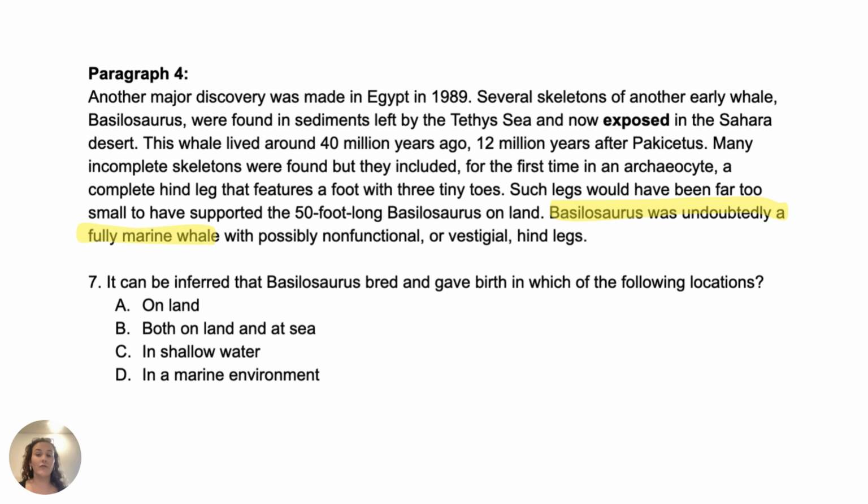Here's where you're going to get the information required for the answer. It says Basilosaurus was undoubtedly a fully marine whale. So, which one did you select? It is D, in a marine environment. Sometimes students choose option C because it mentions the word water, but we don't know if it's necessarily shallow water. And marine means in the water, so D is the better answer.